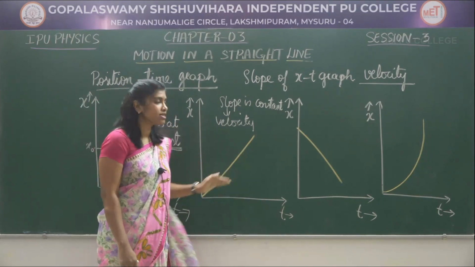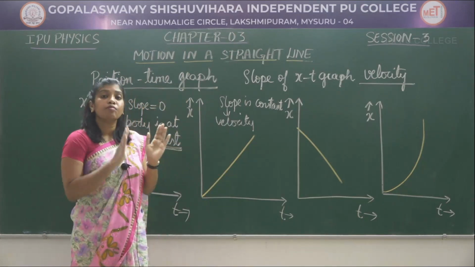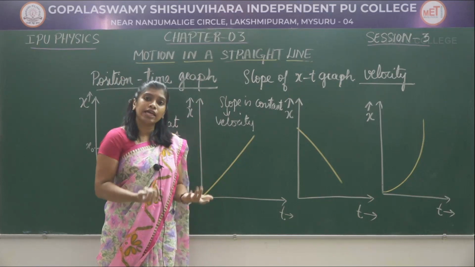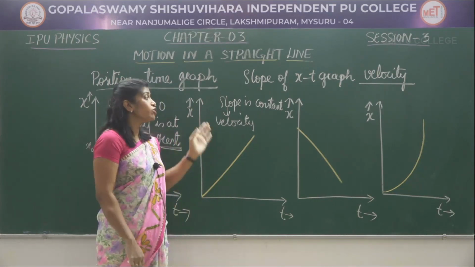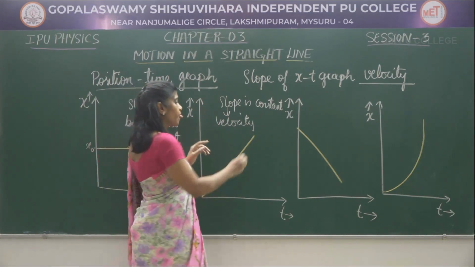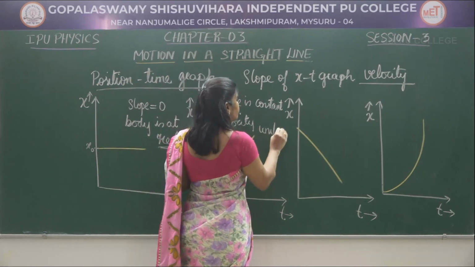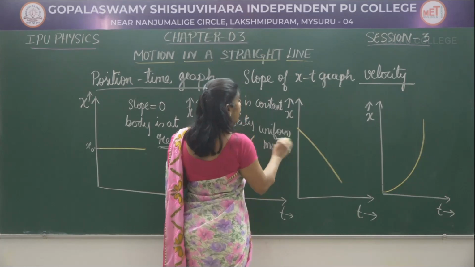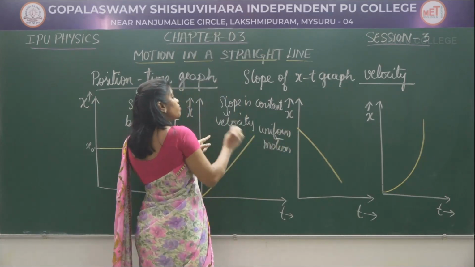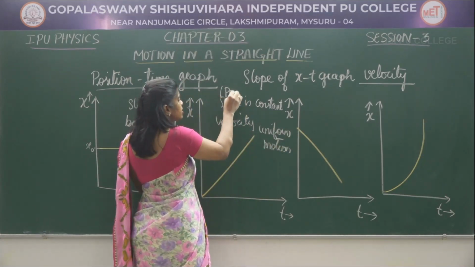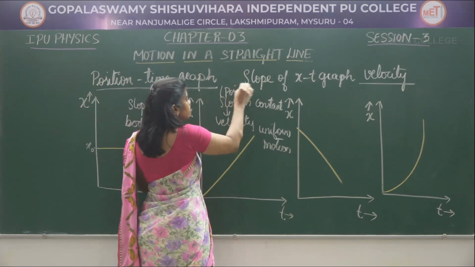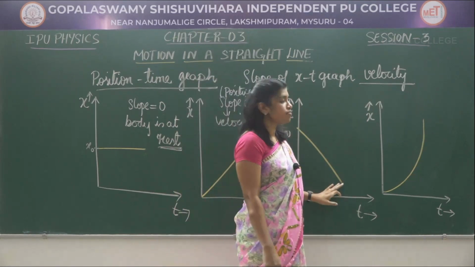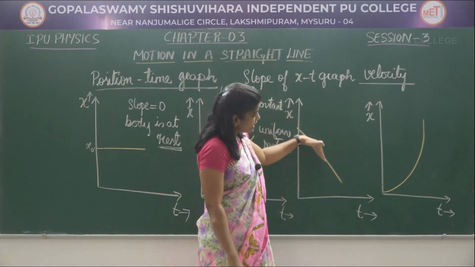As t increases, x is also increasing proportionally. So x and t are proportional to each other in this case. So it is a uniform motion. And here the slope is positive. You should also mention this. Slope is positive. Coming to this third case, you can see there is a decrease here.